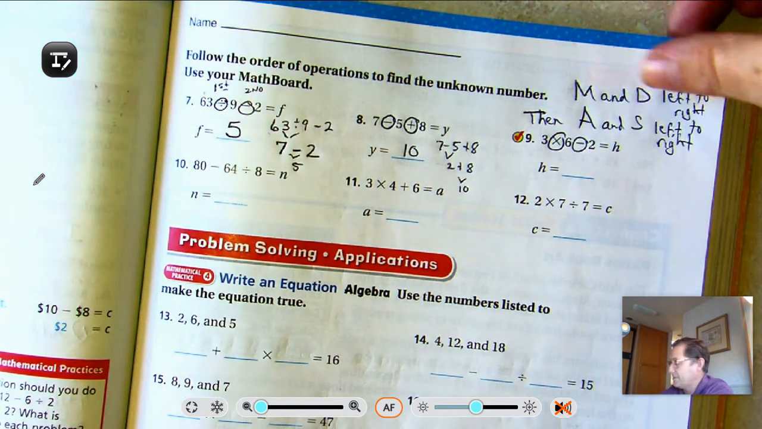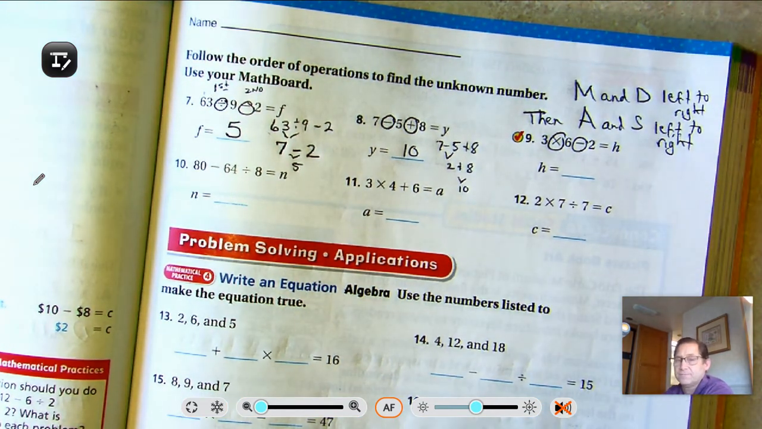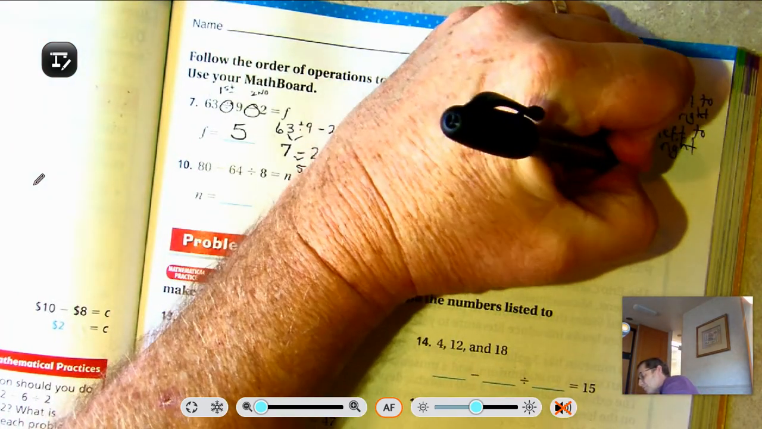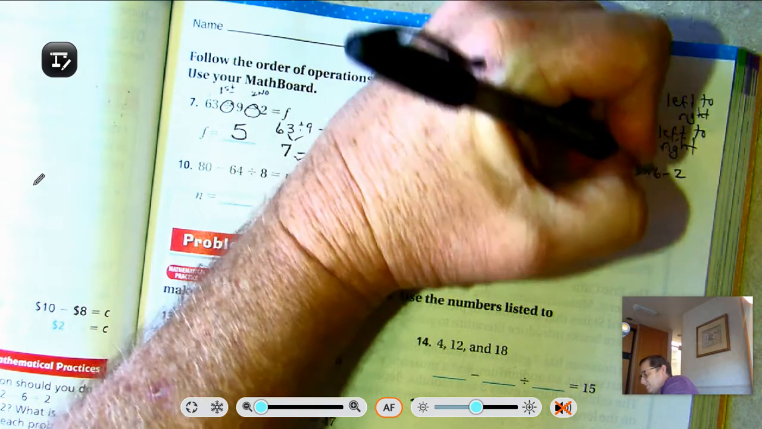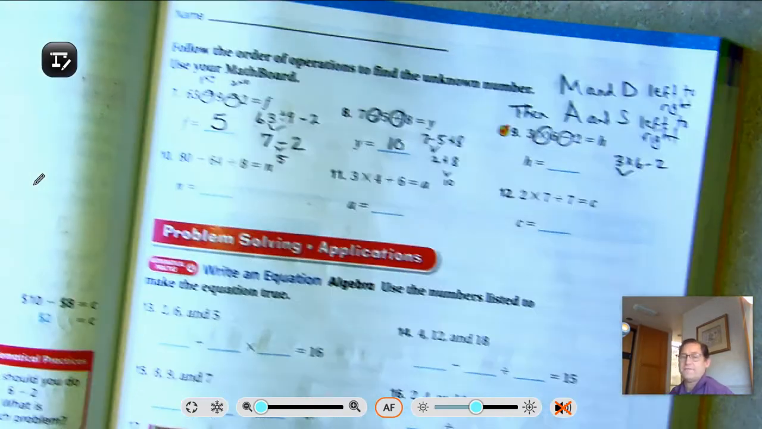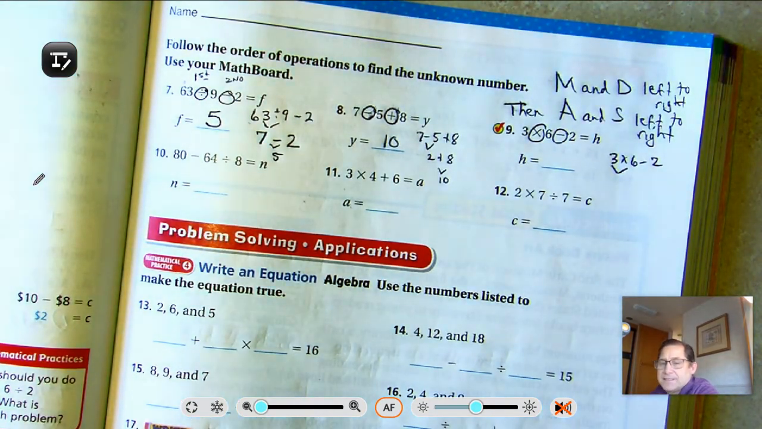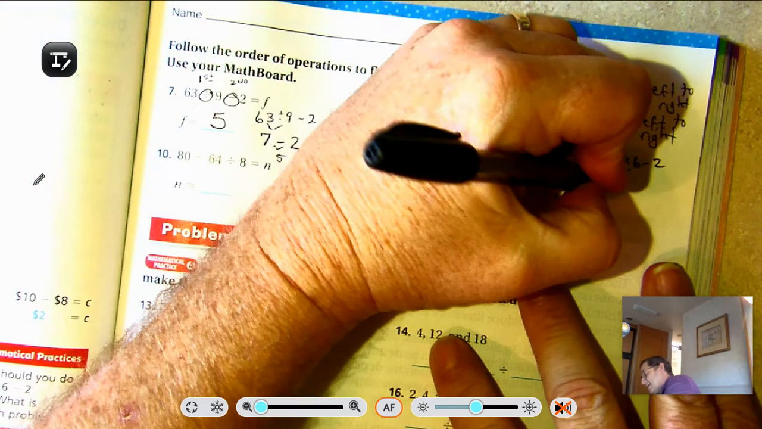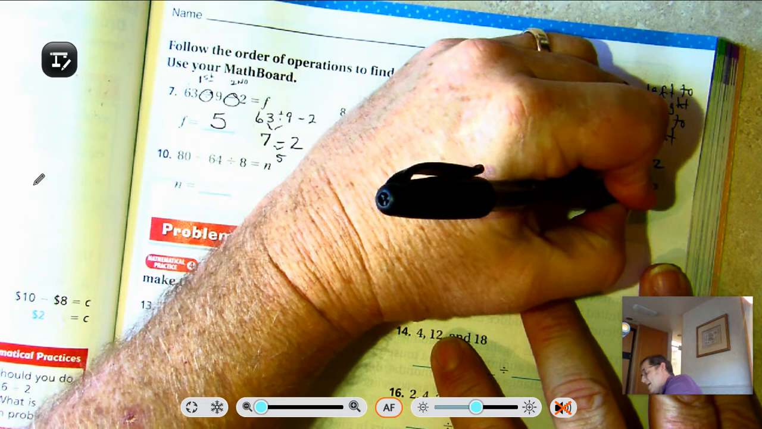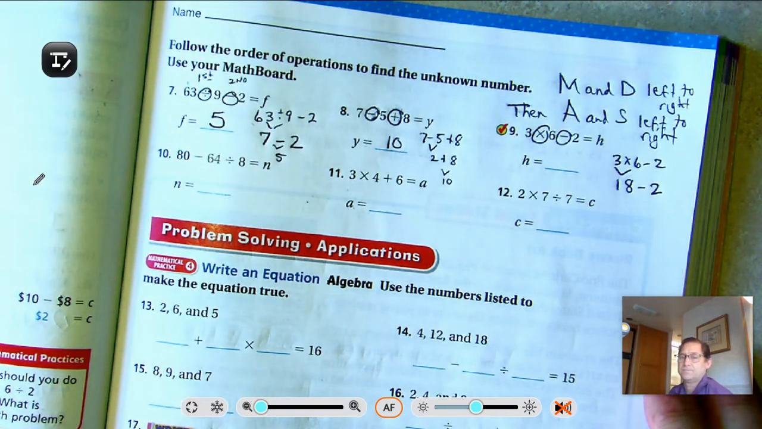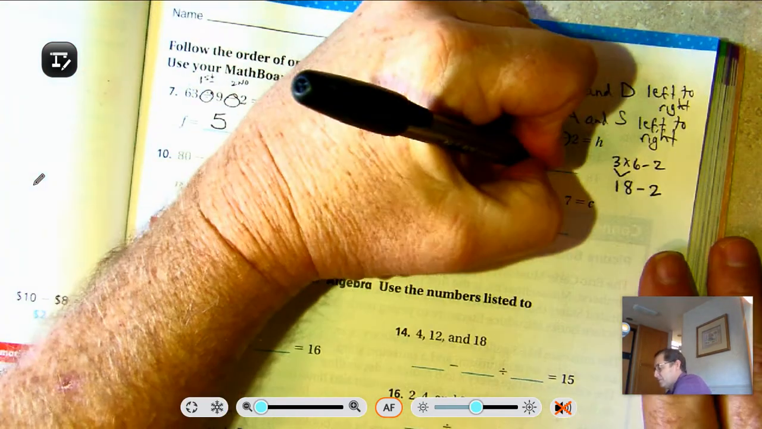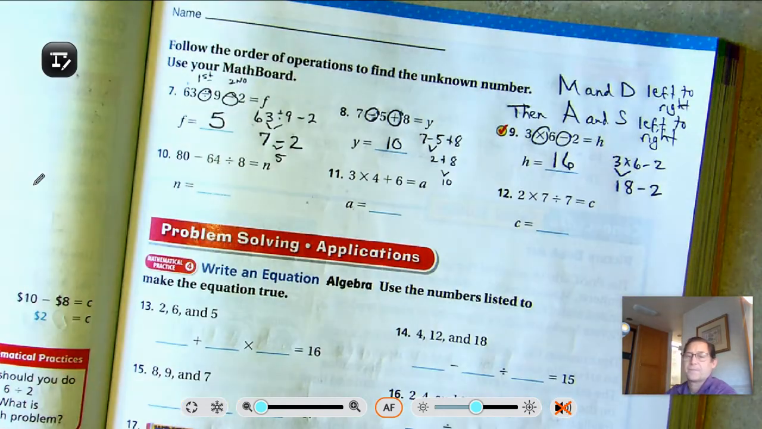Multiplication and division go left to right first, then subtract. So 3 times 6 minus 2. We're going to multiply first. 3 times 6, 3 sixes. 6 times 1 is 6, 6 times 2 is 12, 6 times 3 is 18. Okay, so 18. Now minus the 2. 18 take away 2 is 16.